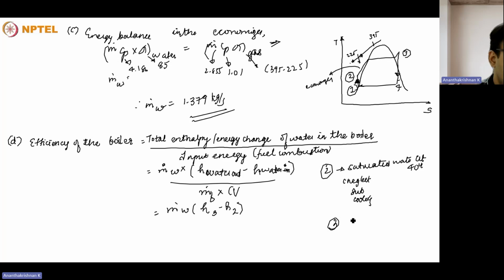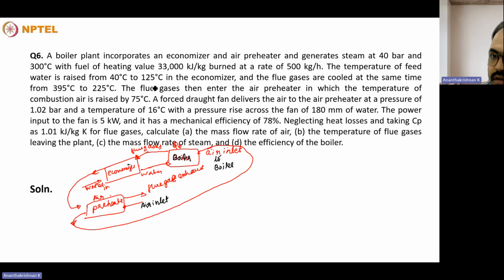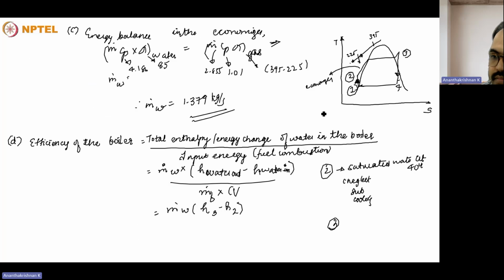And point 3 is 300 degrees Celsius, 40 bar steam, superheated steam. So the corresponding enthalpy could be obtained from the steam table. h3 will be equal to 2962.3 kilojoule per kilogram, and this one will be 167.4 kilojoule per kilogram.